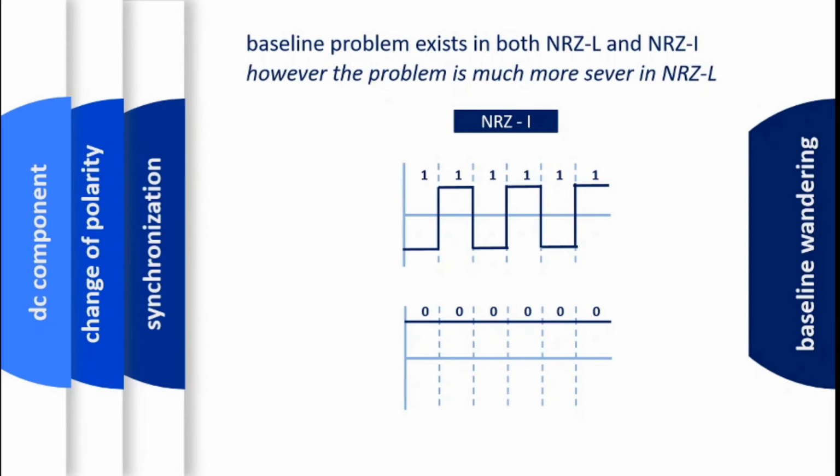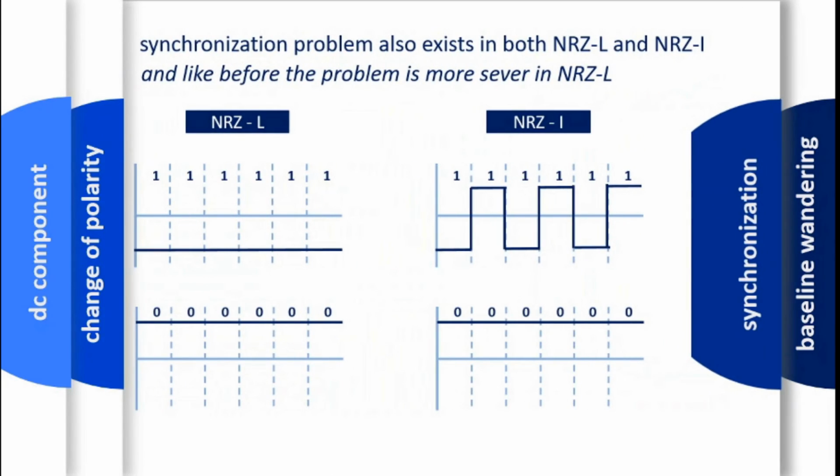The synchronization problem also exists in both schemes. Again, this problem is more severe in NRZ-L than in NRZ-I. While a long sequence of zeros can cause a problem in both schemes, a long sequence of ones affects only NRZ-L.